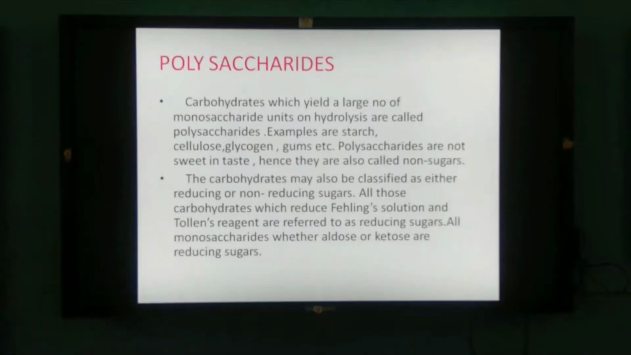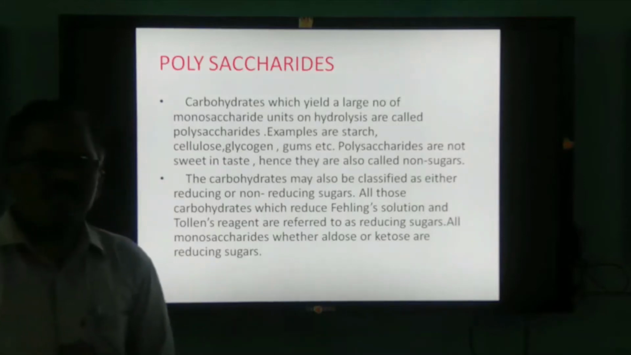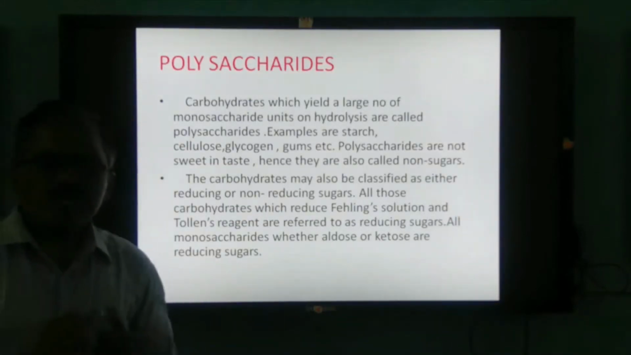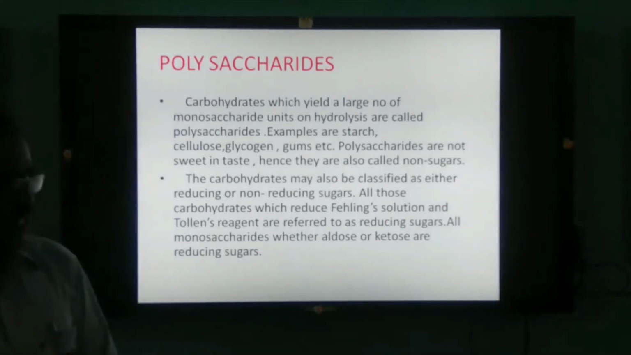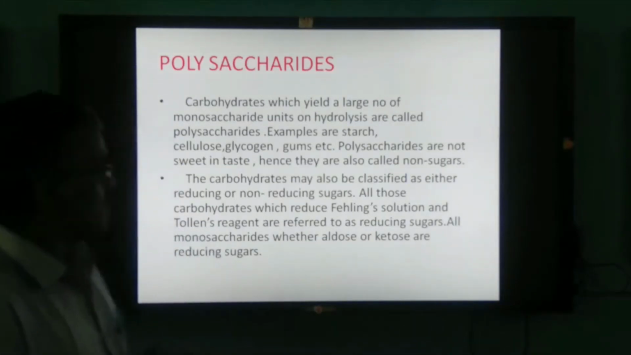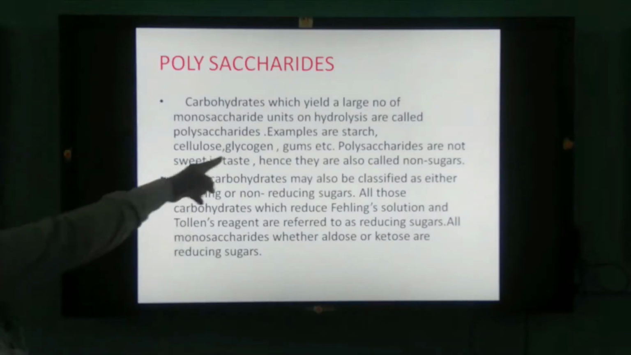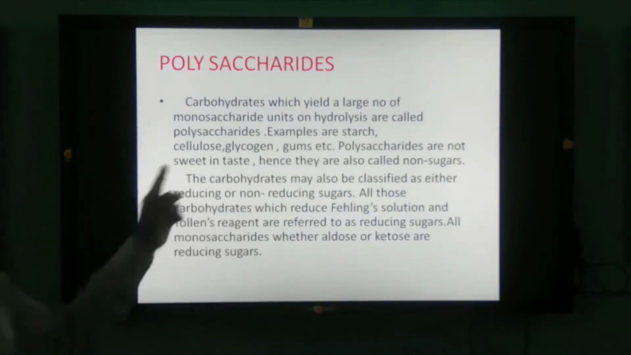Now next come the polysaccharides. The word poly means many or large. So those carbohydrates which on hydrolysis give a very large number of simpler units are called polysaccharides. We can take starch, cellulose, etc. as examples of polysaccharides: starch, cellulose, glycogen, gums, etc. These polysaccharides are not sweet in taste.